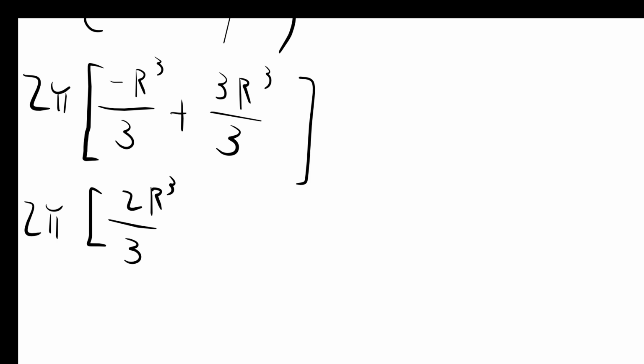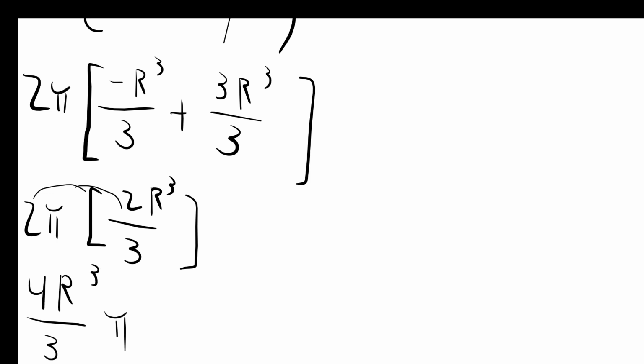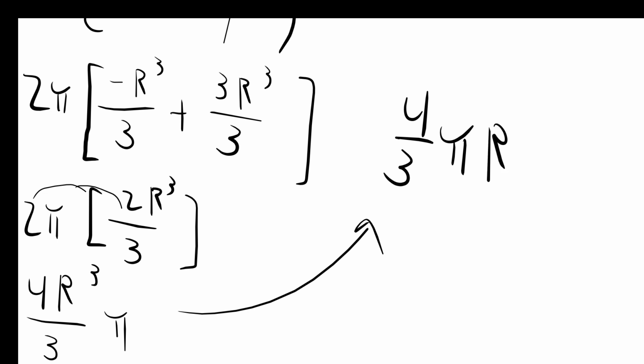And I'm sure you guys can already see what's about to happen. So let's just represent this as 2 pi. Well, these two go to 4. So we have 4 r cubed over 3 times pi. And let's actually utilize this space over here. That is equal to 4/3 pi radius cubed. And there we go. That is the formula for a sphere.